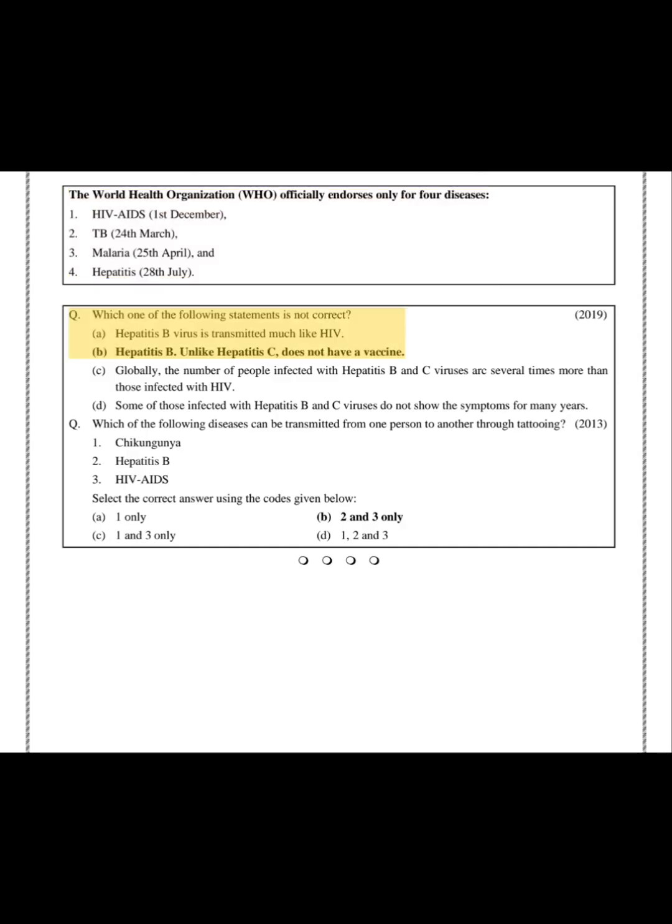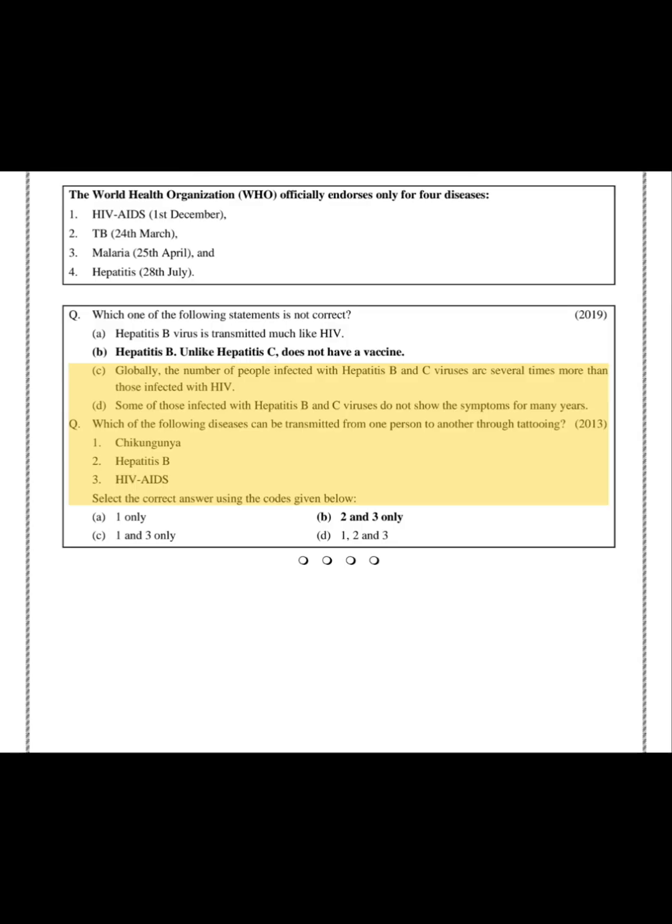Q. Which one of the following statements is not correct? A. Hepatitis B virus is transmitted much like HIV. B. Hepatitis B, unlike hepatitis C, does not have a vaccine. 2019. C. Globally, the number of people infected with hepatitis B and C viruses are several times more than those infected with HIV. D. Some of those infected with hepatitis B and C viruses do not show the symptoms for many years.